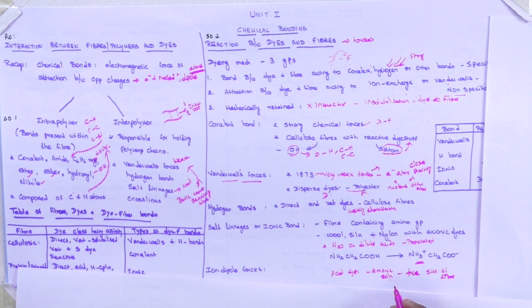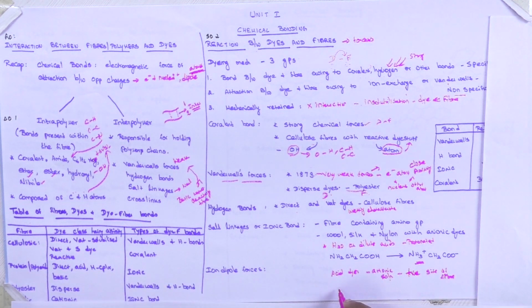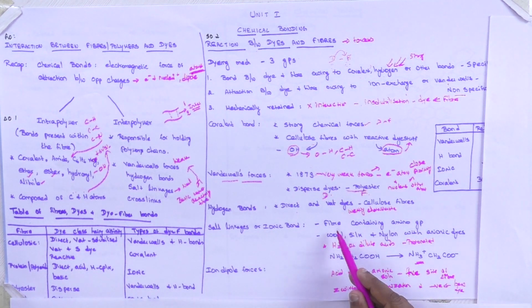forms a zwitterion or ionization, you can also term it as ionization. As it forms a zwitterion or ionization, a negative charge is also created on the fiber. So, along with the positive site, you have a negative site also, and this is responsible for attraction of basic dyes of cationic. So, basic dyes attraction is due to this. Of cationic dyes, you can have this type of attraction due to the salt linkages or ionic bonds.